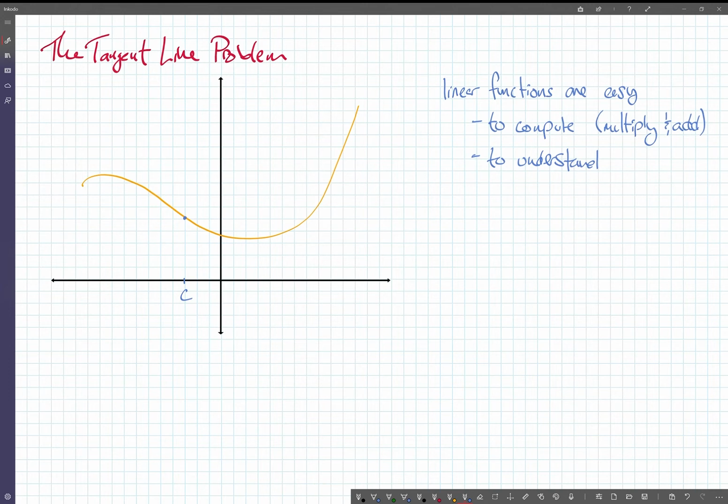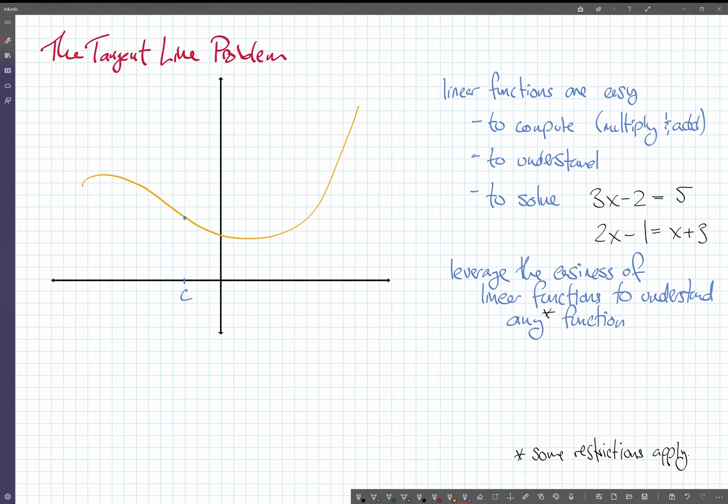Things are pretty straightforward. And finally, this won't be too important to us, but it's worth noting, linear functions are easy to solve equations with. If you have a linear function equals a value or a linear function equals another linear function, this is the easiest kind of equation you could imagine. You just have to subtract and divide and you can solve the equation. So the idea is going to be to leverage that easiness of linear functions to understand other functions.